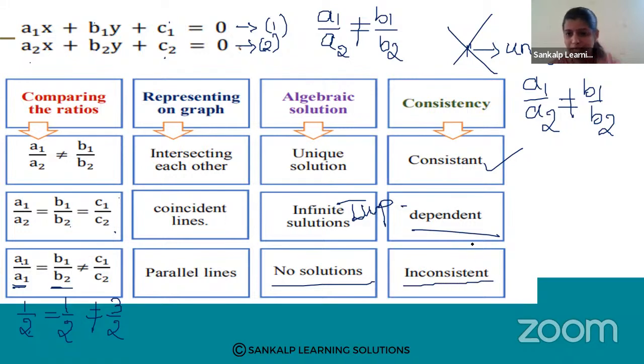So the graph is consistent when the lines are intersecting each other, dependent when the two lines are coincident, and inconsistent when you get parallel lines. This is very, very important. Next, based on this concept, we are going to discuss some MCQ questions. Okay, all are ready? Yes.